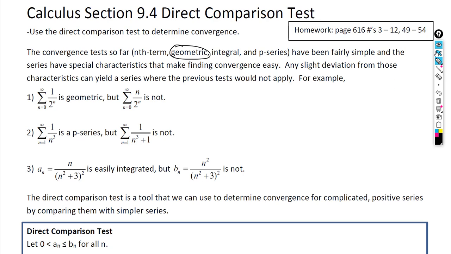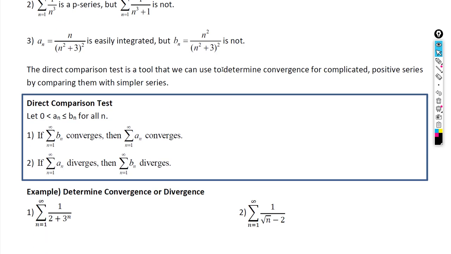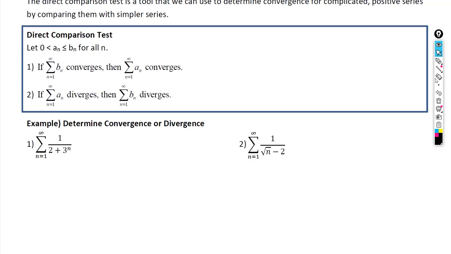And so what we're going to do today is the direct comparison test. And what does it do? It basically says that we can determine the convergence of complicated positive series by comparing them with simpler series, some easier ones. So this is what the direct comparison test says: if I have some series that is between 0 and some series b sub n, then it's going to converge to the same thing.